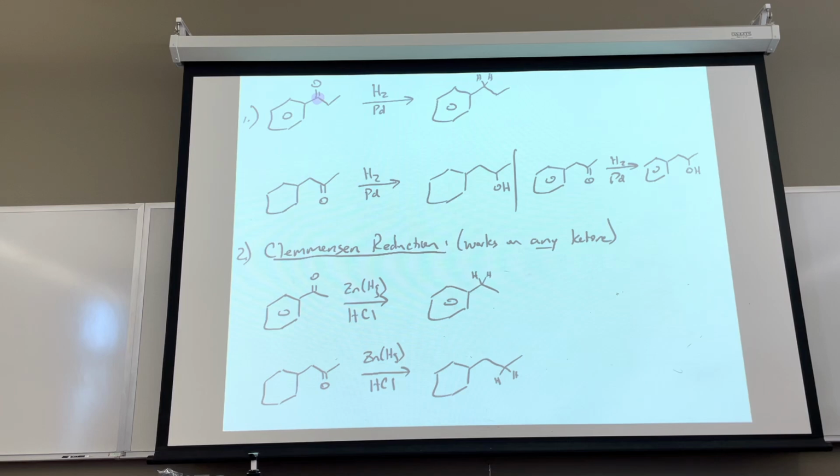So the Clemmensen will reduce any ketone whatsoever to the methylene group, whereas catalytic hydrogenation will only reduce a benzylic ketone to the methylene group. All right. Any questions on this one?